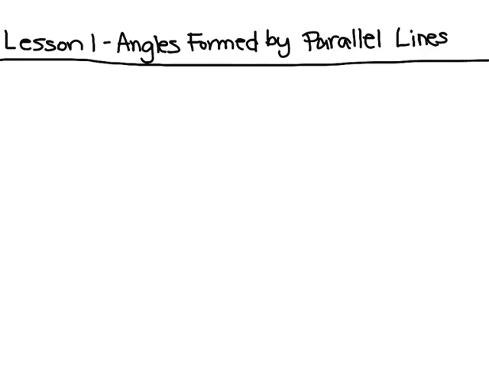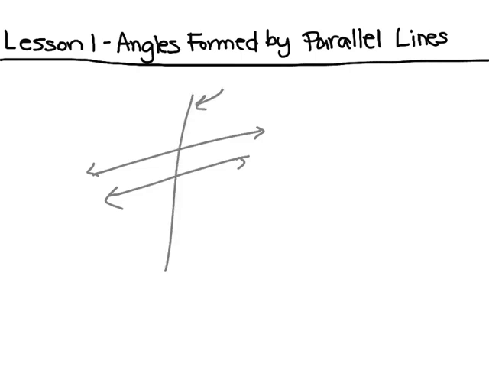Lesson 1, angles formed by parallel lines. So parallel lines are two lines that are on the same plane, they're the same distance apart, and they'll never intersect. So two lines that never intersect. They could go on and on forever, and they'll never touch. A transversal is a line that goes through them. So that's transversal.